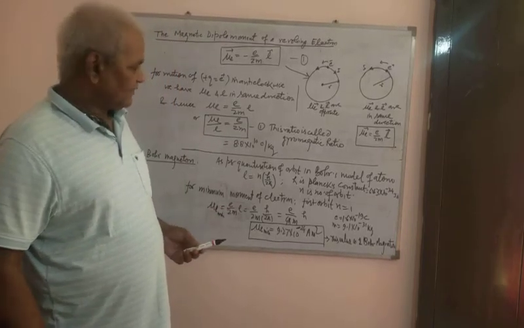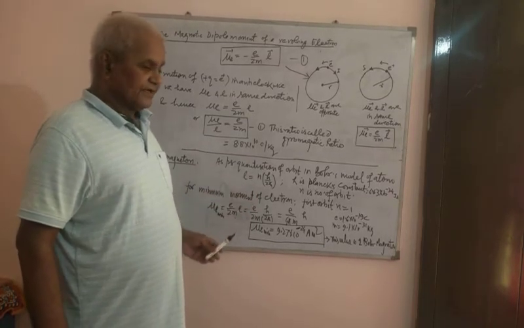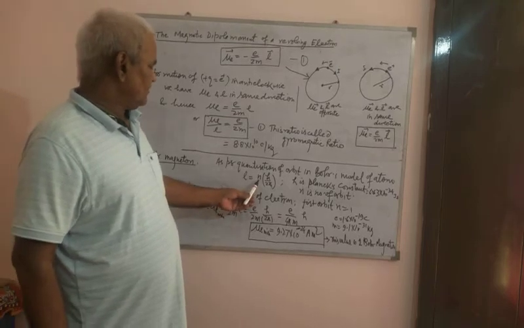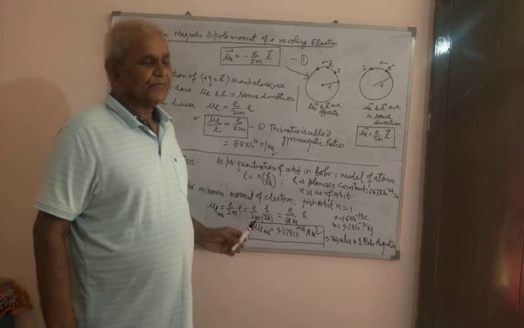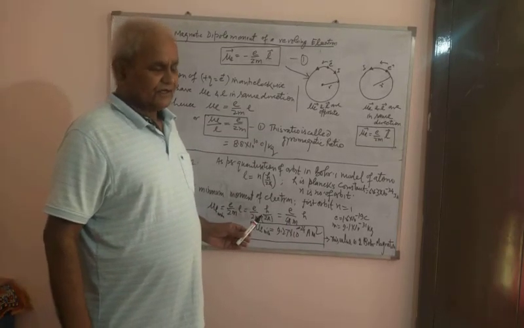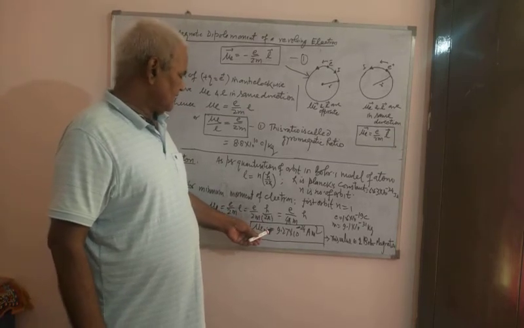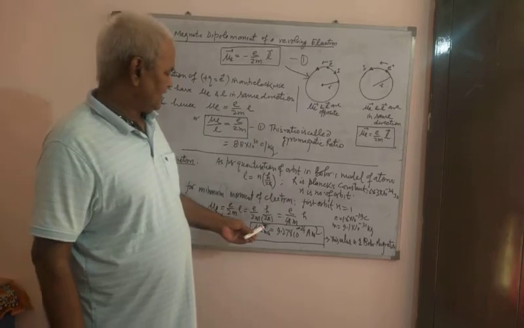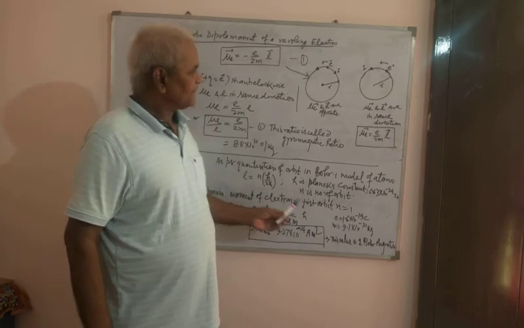And similarly, if you want the value for the second orbit, for an electron revolving in the second orbit, the value of n will be equal to 2, and we have 2 Bohr magneton, 3 Bohr magneton, and so on. So an electron in the first orbit will have a magnetic moment of 1 Bohr magneton. The same electron, if it moves to the second orbit, will have a magnetic moment of 2 Bohr magneton, 3 Bohr magneton, and so on.